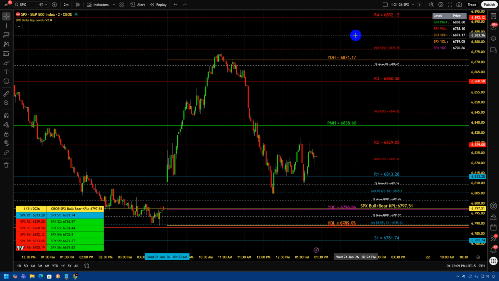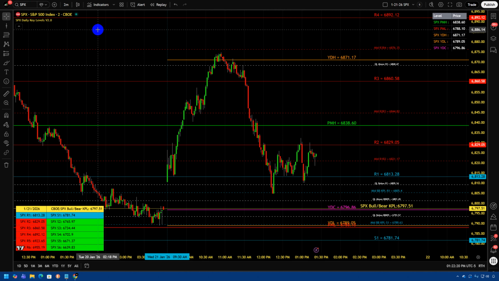This indicator, the V2.0 indicator, works on the SPX CBOE index symbol, which is the one that you see it on now. So in TradingView, you would type in under symbol search SPX, and then you would look for the SPX symbol under the CBOE exchange.